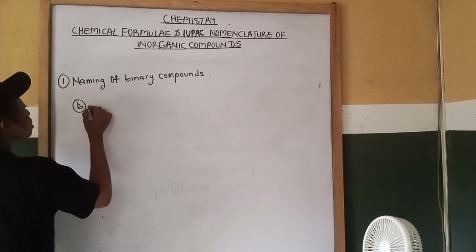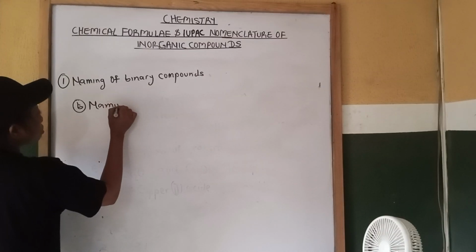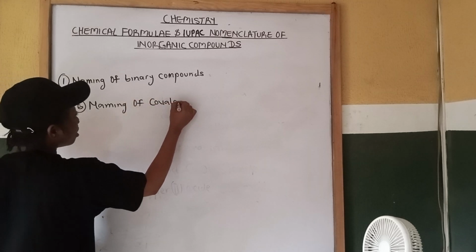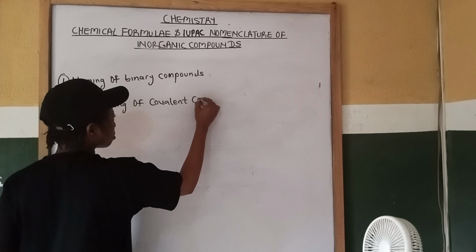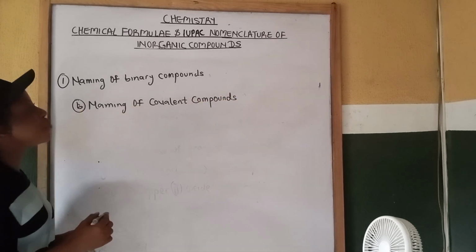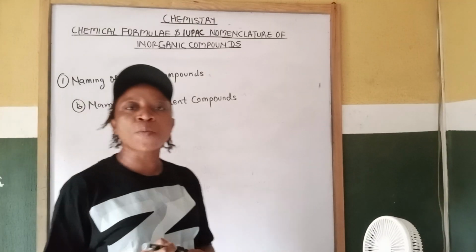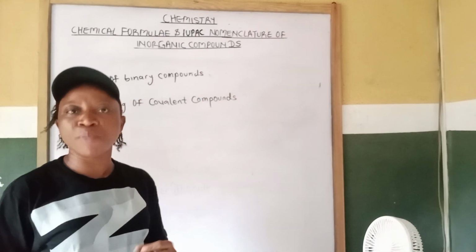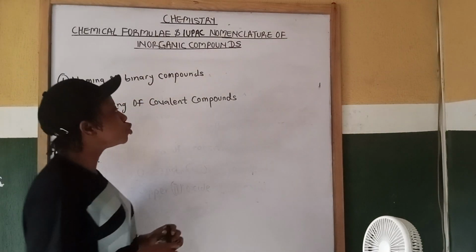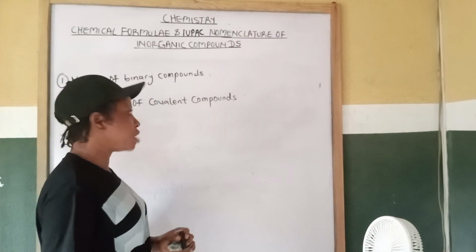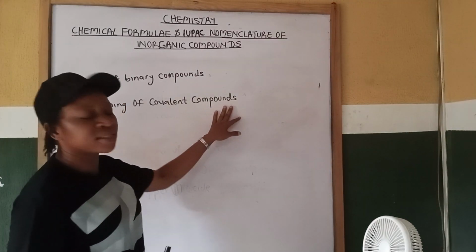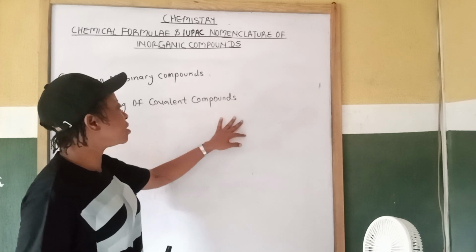So B is naming of covalent compounds. So what are covalent compounds? Covalent compounds are compounds of non-metals. So when two non-metals combine together, we call this what? A covalent compound.